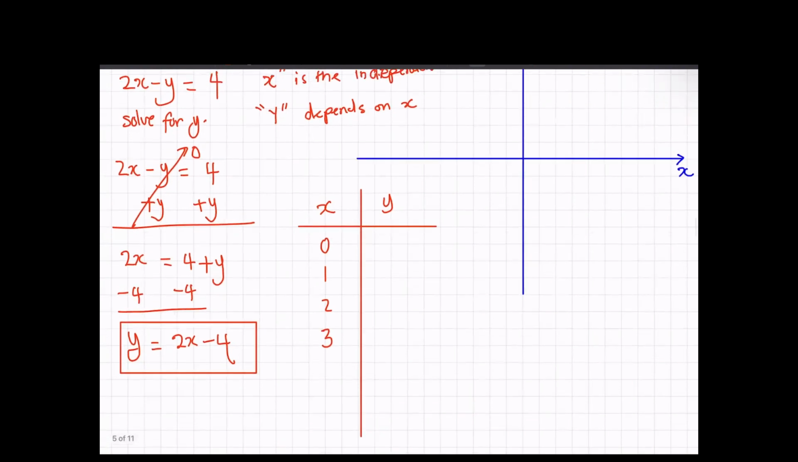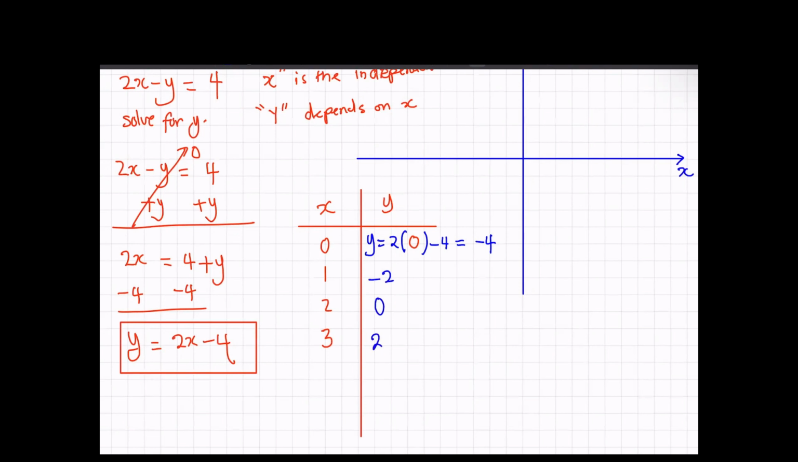To find the value of y, simply plug in, right? So y is equal to 2 times bracket minus 4. What goes in that bracket is essentially a 0. So this will be a basis to do the rest. So this is -4. If you put in 1, you get -2. And if you put in 2, you get 0. And if you put in 3, you get 2.